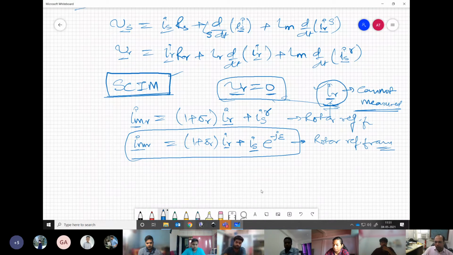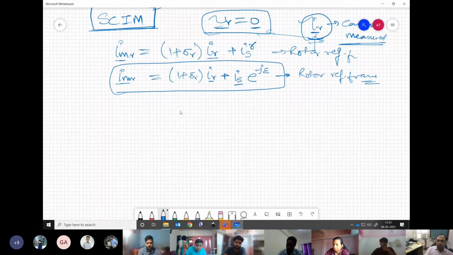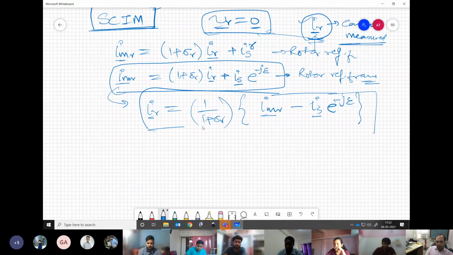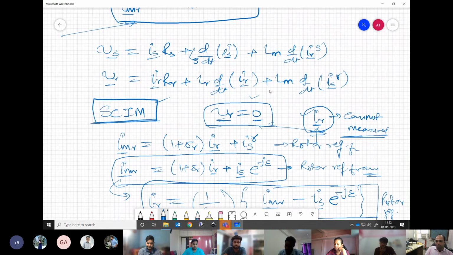Which means if we are replacing our IR in the rotor equation, we'll be using this equation: IR vector is equal to 1 by 1 plus sigma r times of IMR minus IS e raised to the power minus j epsilon. This we will use to replace our rotor equation IR, in the rotor reference frame. Correct? So both the places we have IR, in the stator equation also and in the rotor equation also. Both places we have to replace.